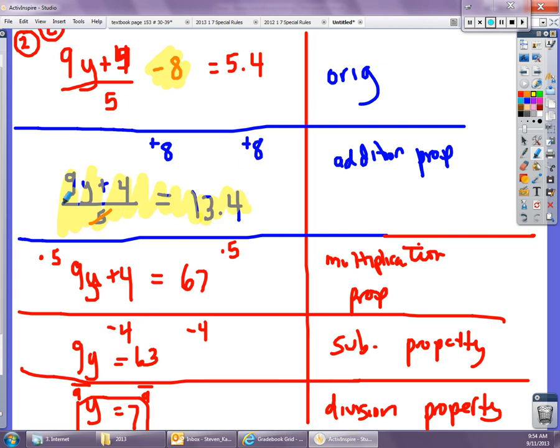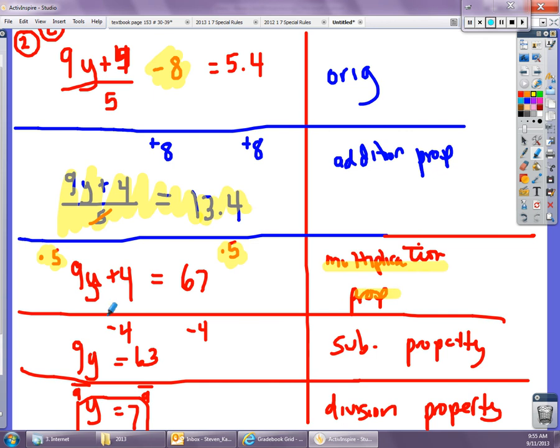Here, the whole thing's being divided by 5, so we need to get rid of the division by 5. So we're multiplying by 5 on both sides. And 13 and 4/10 times 5 is 67. Left with 9y plus 4 equals 67. And the reason we multiplied by the same thing, that's the multiplication property.